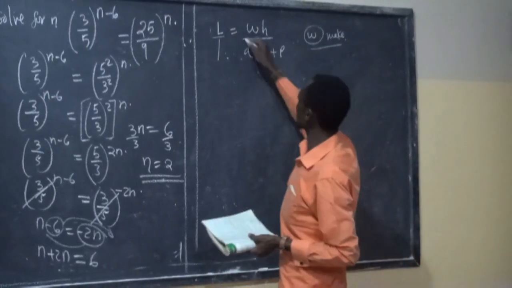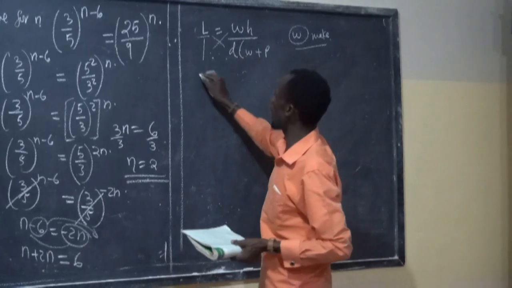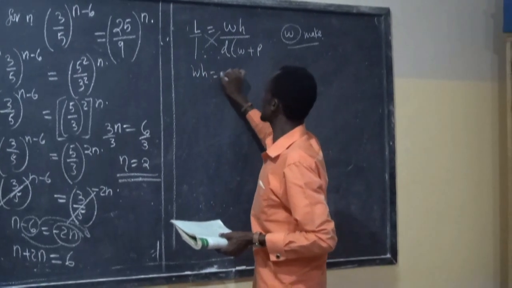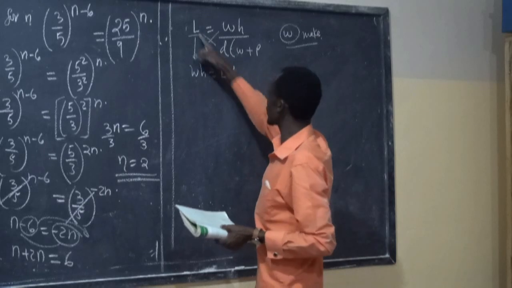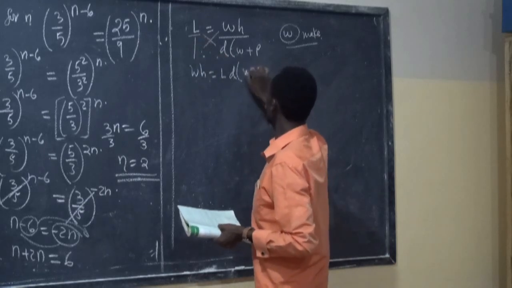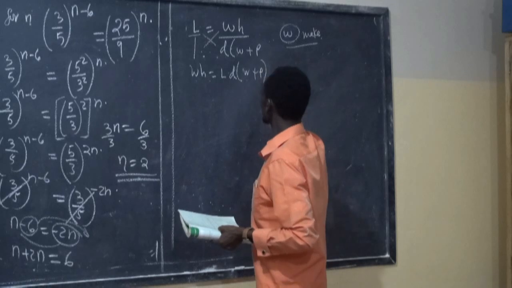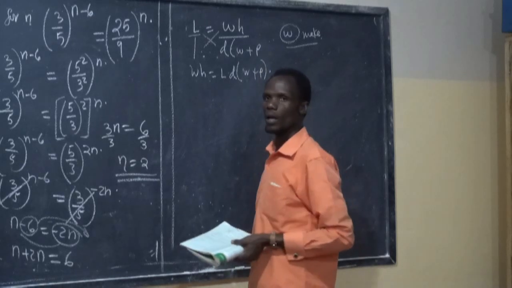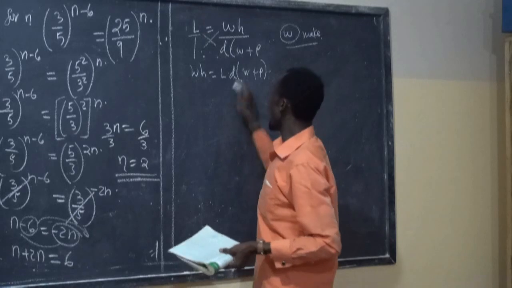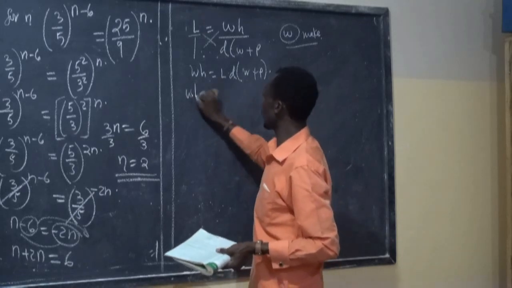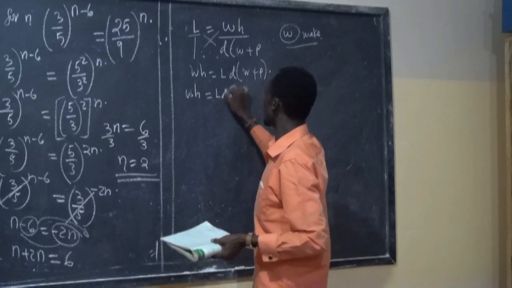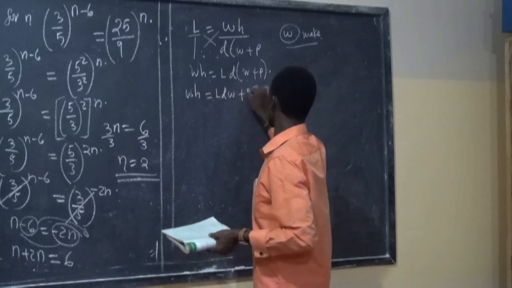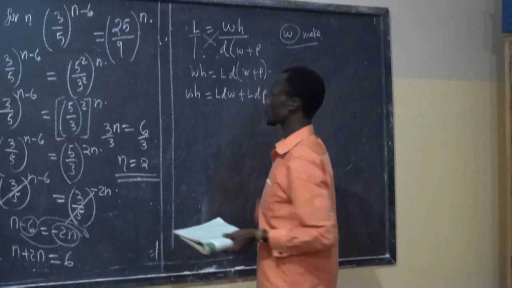Then you close the bracket. Then you find this is WH is equal to LD, because this time this one, then in bracket W plus P. This is what you have. Very simple. Now if that is the case, open the bracket. You have WH is equal now to LDW plus LDP.